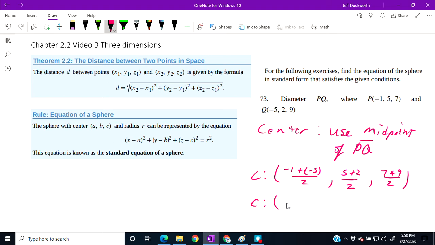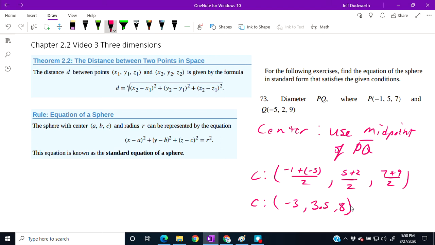And that's -6 over 2, which is -3, and that's 3.5, 7 divided by 2, and then we have 16 over 2, so this is 8. So that's our center, and that'll be our a, b, and c, respectively. The only other thing we need to do now is find the distance for the radius.